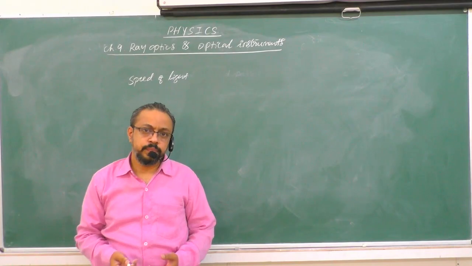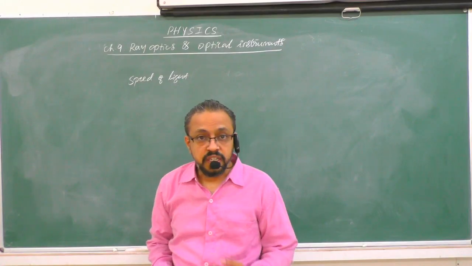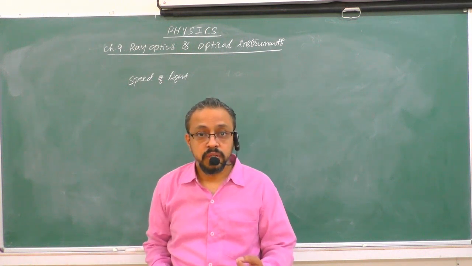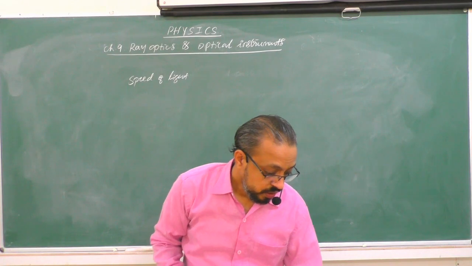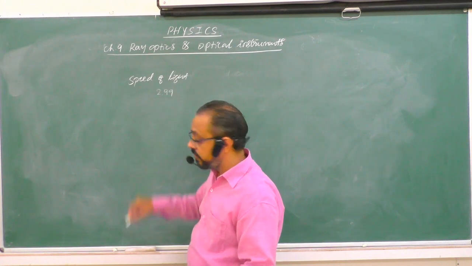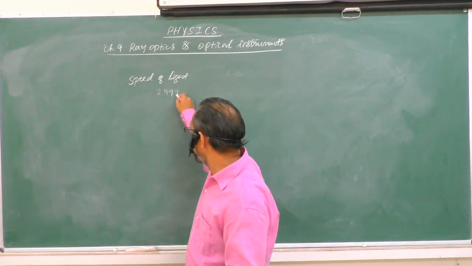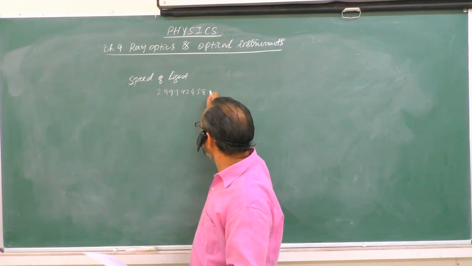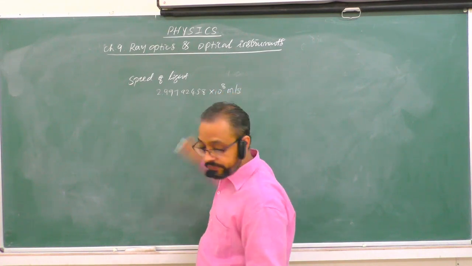It's amazing speed. A light ray can pass in vacuum with the greatest speed ever known. And that speed is roughly 3 into 10 power 8 meter per second. In your syllabus, of course, the standard value of the speed of light in vacuum takes many decimal places. I'll refer this number. It is 2.99792458 into 10 power 8 meter per second.